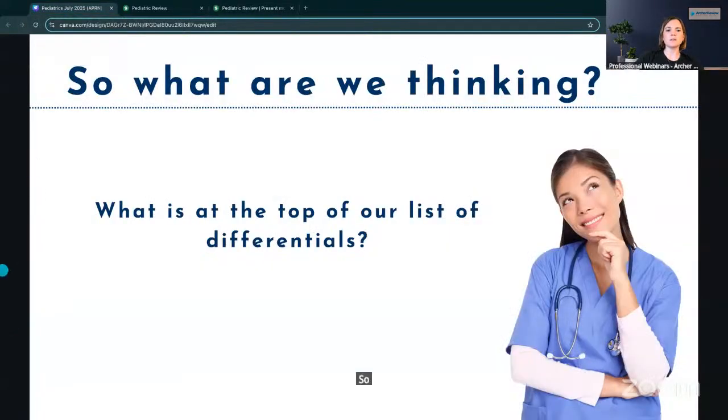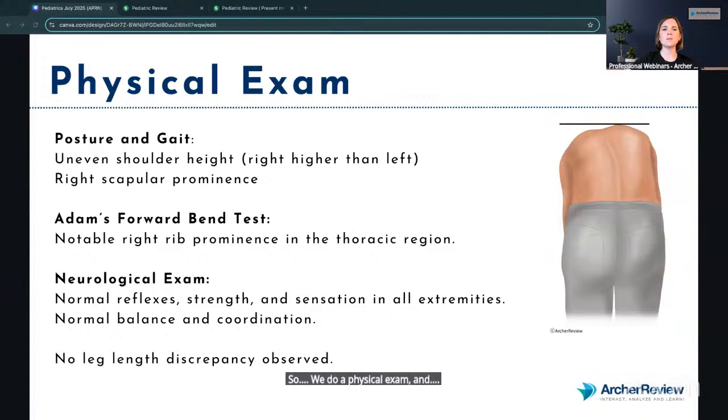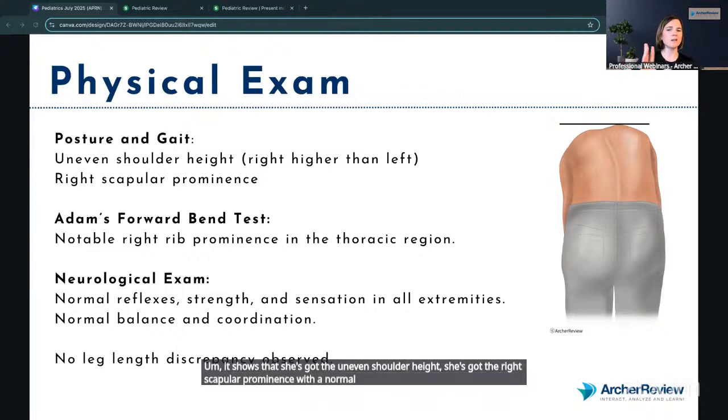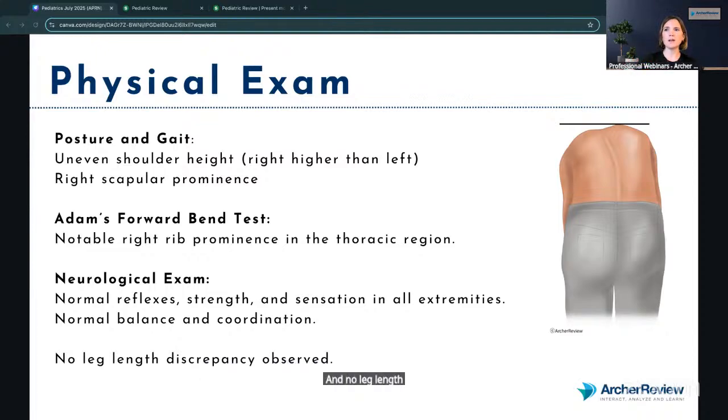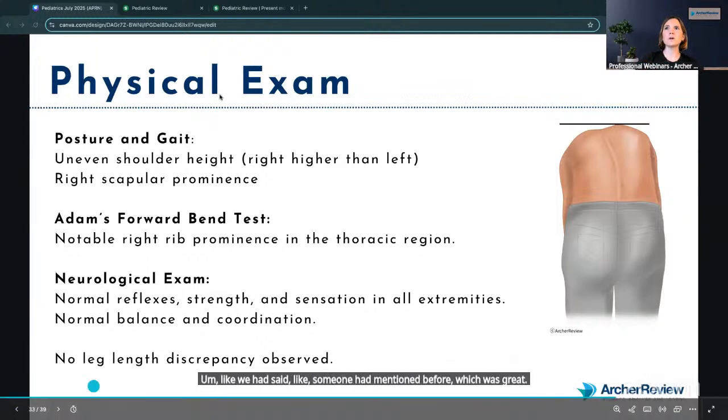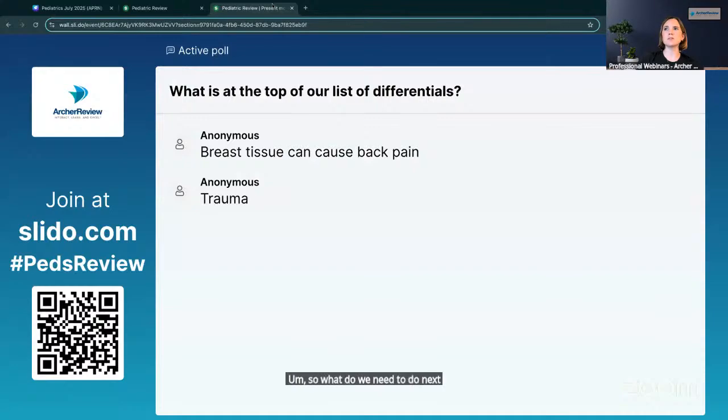So we do a physical exam, and it shows that she's got uneven shoulder height. She's got right scapular prominence with a normal neuro exam and no leg length discrepancy. And we did do that Adams bend forward test, like someone had mentioned before, which is great. So what do we need to do next with this patient?